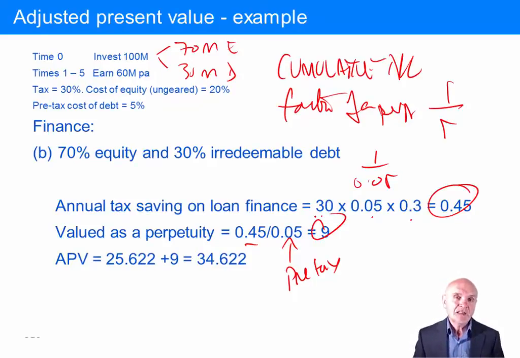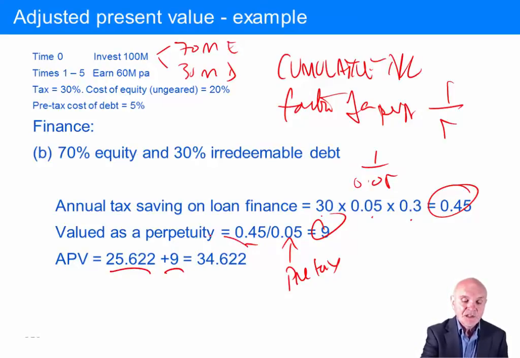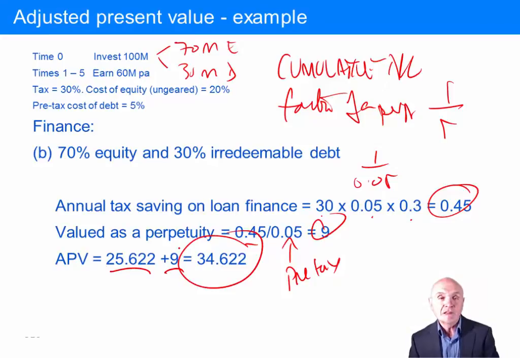So getting access, or being given this rebate, as I like to think of it, by the government here, you have your basic project, plus you're getting the value of the cheap finance. The adjusted present value is 34.622. It's much more worthwhile a project because we have financed it by the subsidized debt.